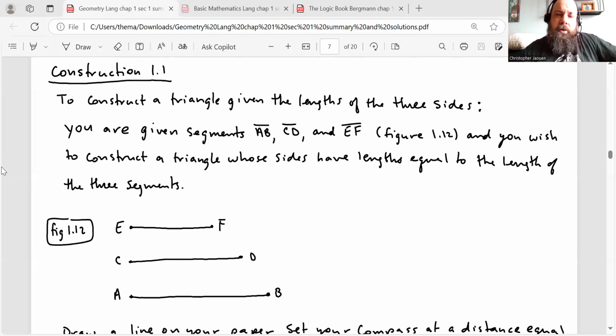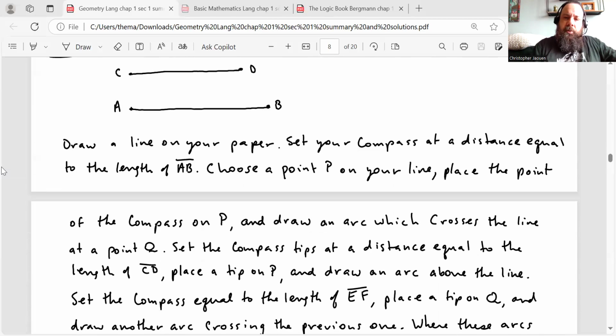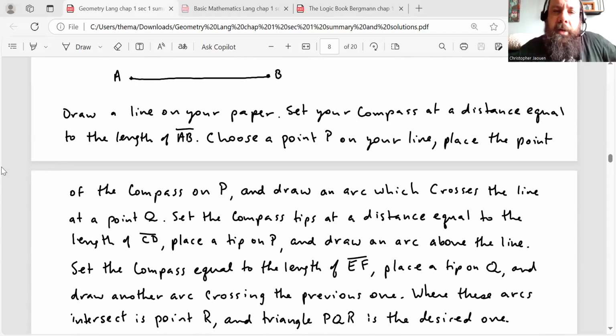So to construct a triangle given the lengths of the three sides, you are given segments AB, CD, and EF, which is drawn in figure 112 that I have down below. And if you wish to construct a triangle whose sides have lengths equal to the length of the three segments, then here's the process. Draw a line on your paper.